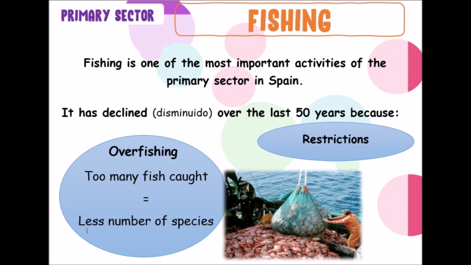Fishing is one of the most important activities of the primary sector in Spain. And why? Because Spain has got many coastal landscapes. However, it has declined over the last 50 years for two reasons. The first reason is overfishing. That means that when you fish too many fish, there are fewer species in the sea. And the other reason is restrictions in fishing.